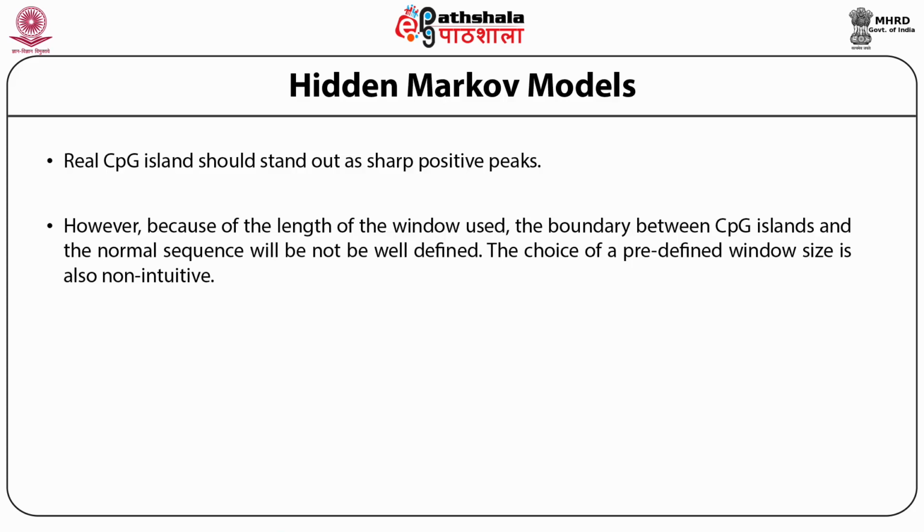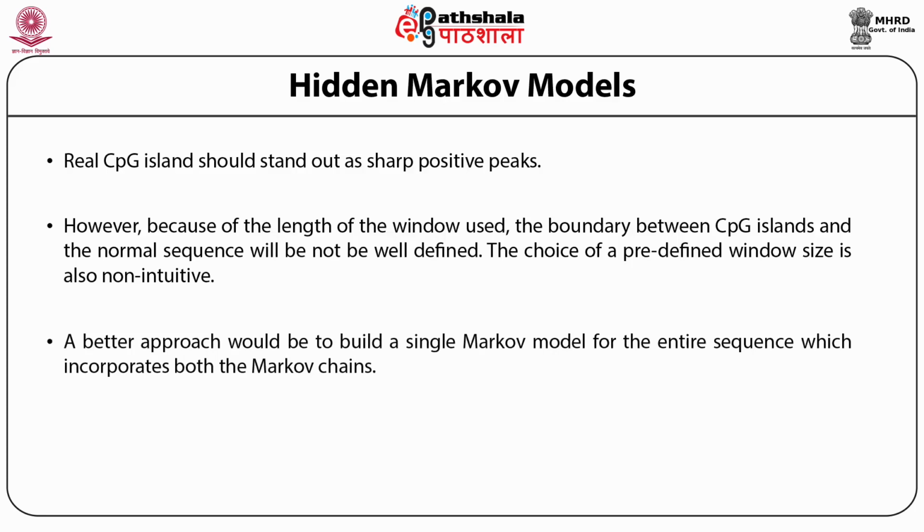Unfortunately, because this window length is rather large, what would happen? At the boundaries, it is not going to come down very sharply. It's going to come down rather slowly, which would mean that I have difficulty in identifying the boundary where one CpG island ends and the non-CpG island region starts. Now what can I do for this?